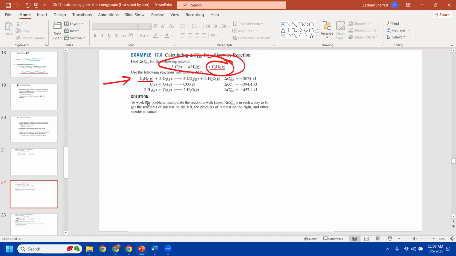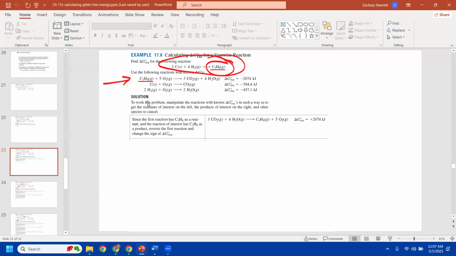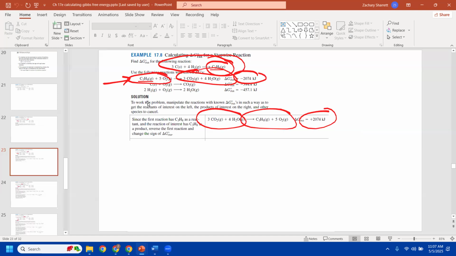Yeah, Kaylee. Very good. Since the C3H8 is in the products and in the reaction we're looking at, C3H8 is a reactant, the only way we'll ever get this C3H8 to be a product is by flipping the reaction. So we flip the reaction, we take the products and put them as the reactants, and we take the reactants and put them as products. As Kaylee said, it was negative 2074 kilojoules of delta G. Since we flipped it, it becomes positive 2074 kilojoules.